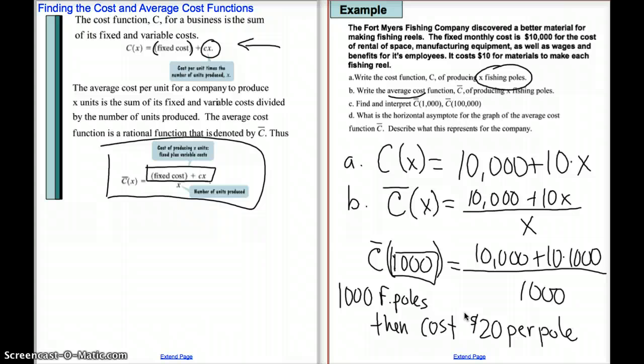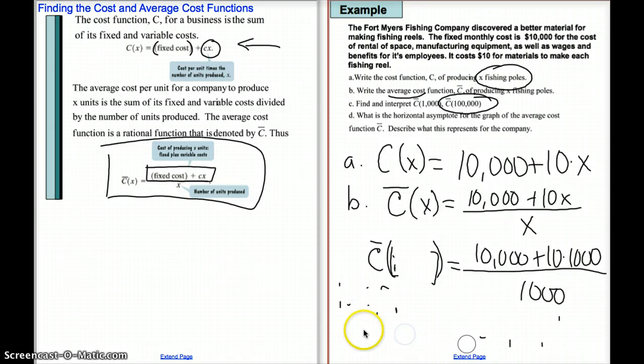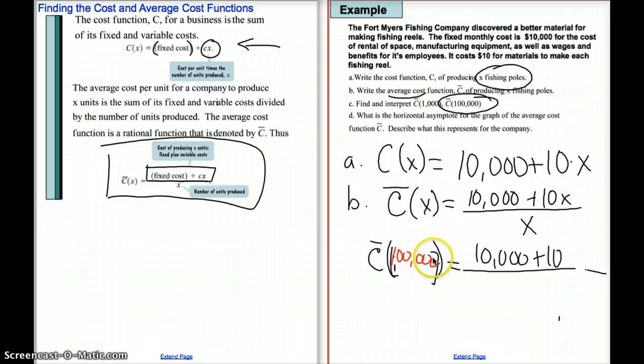The next question, though, says, what about 100,000? So now we're plugging in 100,000 for our x, and we'll see what our average cost is now. Our average cost in this case is going to be $10.10.